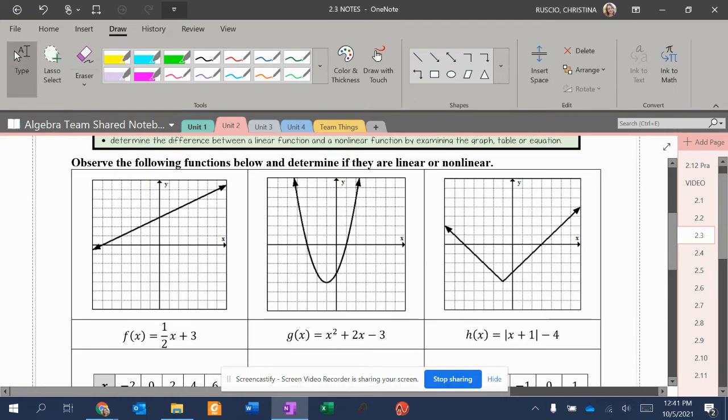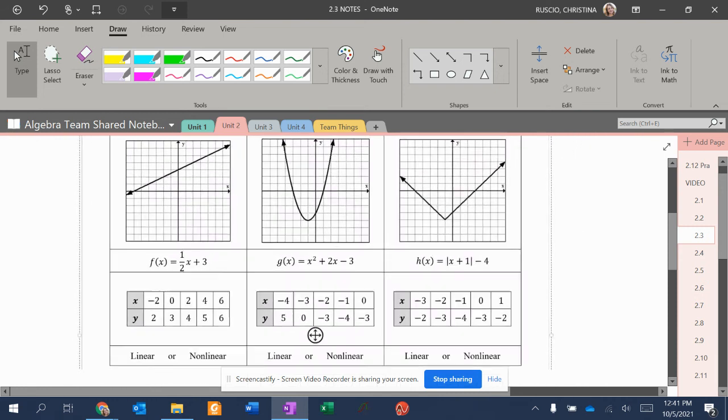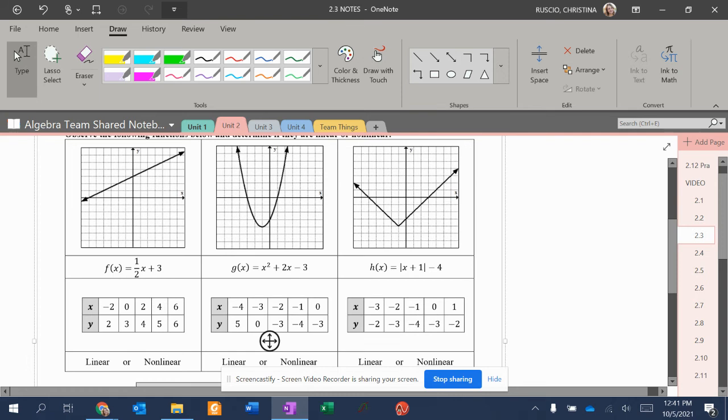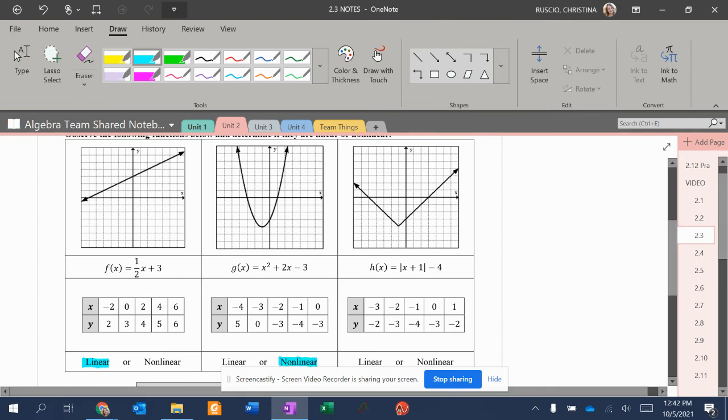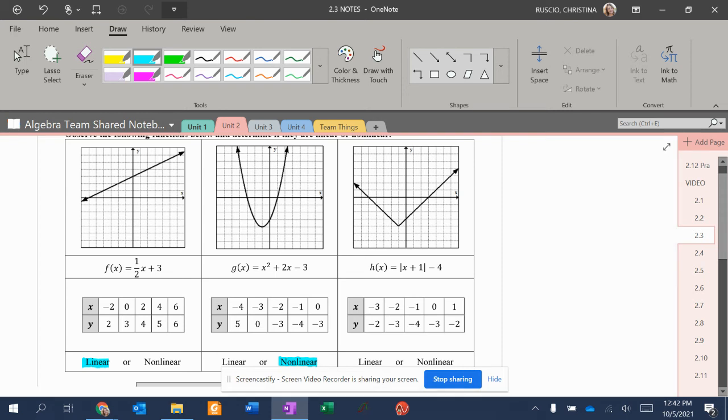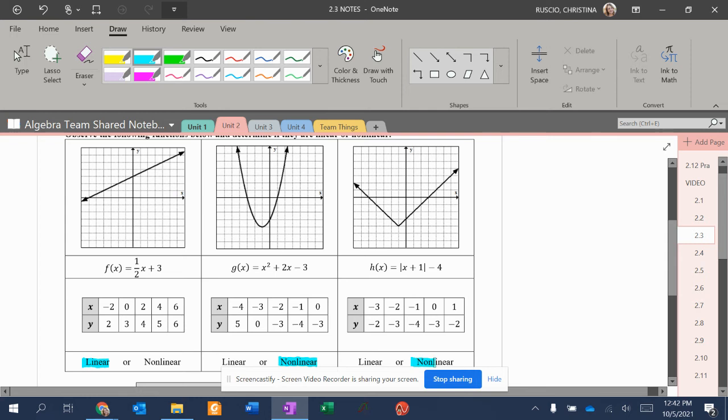We're going to observe the following functions below and decide if they're linear or nonlinear. Well, for me, I think looking at the graph is the easiest way to determine if something is linear versus not linear. If you look at the first example, it's a straight line, so that's definitely linear. Second example, that makes a U. That's nonlinear. That's actually a quadratic equation, if you remember from Unit 1. The third example, you may think it's linear because there are two straight lines, but together this forms a V, and that is not a straight line across the whole graph, so this is nonlinear. That's an absolute value function.